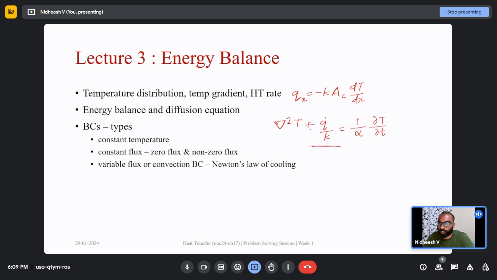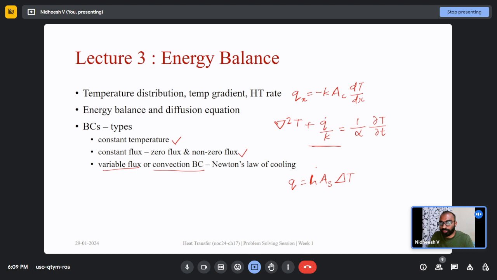We need different boundary conditions, and in lecture 3 we also looked at different types of boundary conditions, like constant temperature boundary condition, or a constant flux boundary condition, or a variable flux boundary condition, which we also called the convection boundary condition. And then we talked briefly about Newton's law of cooling, in which case we said the heat transfer rate would be equal to h times the surface area available for heat transfer times the temperature difference, h A delta T.